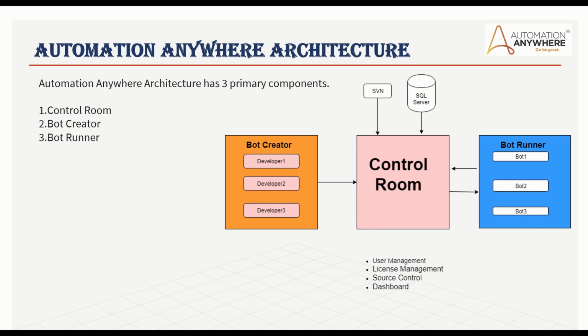What is bot runner? The bot runner is the machine where the bot is run, and you can run multiple bots in parallel. You only need the run license to run the bot, and the bot reports back its execution. You can see whether the bot failed, what the issue is, why the bot is stuck, why the bot is not running. You can get all the visibility of what is happening in the bot runner.